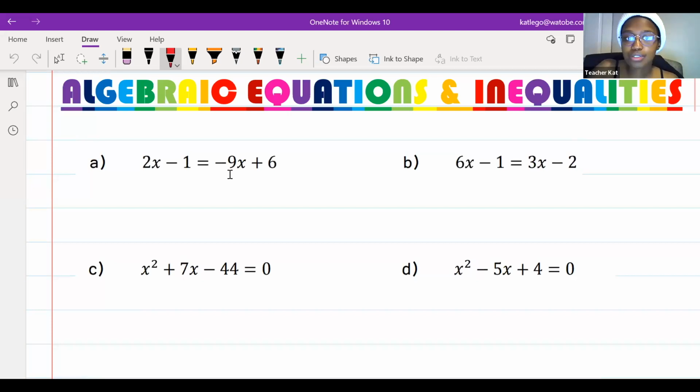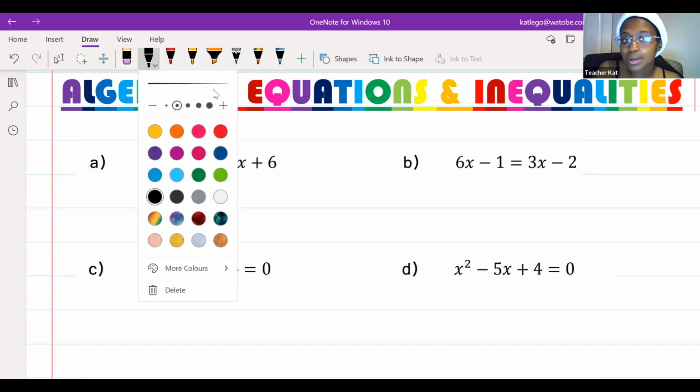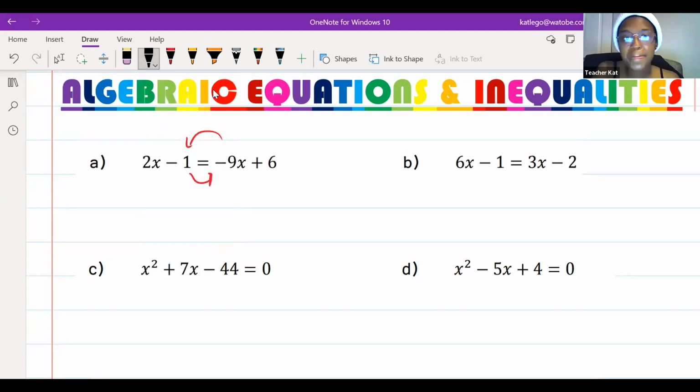Okay, so for the first one, we know we're going to transpose 9x, negative 9x, and the negative 1. There we go, guys. I've given you the first clue. Come on. Anyone want to do this with me? Hi, Anna. Welcome. Nobody wants to do this with me. Okay, it's fine. We can all do it together.